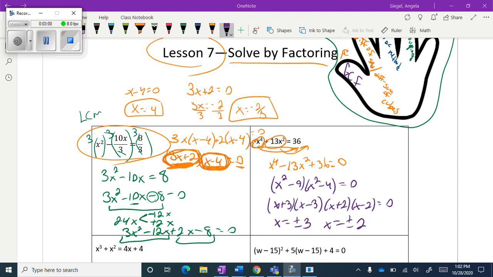Okay, so we actually have 4 solutions because when we did this, we broke this down more and we broke this one down more. And we have x equals positive 3, x equals negative 3, x equals positive 2, and x equals negative 2.